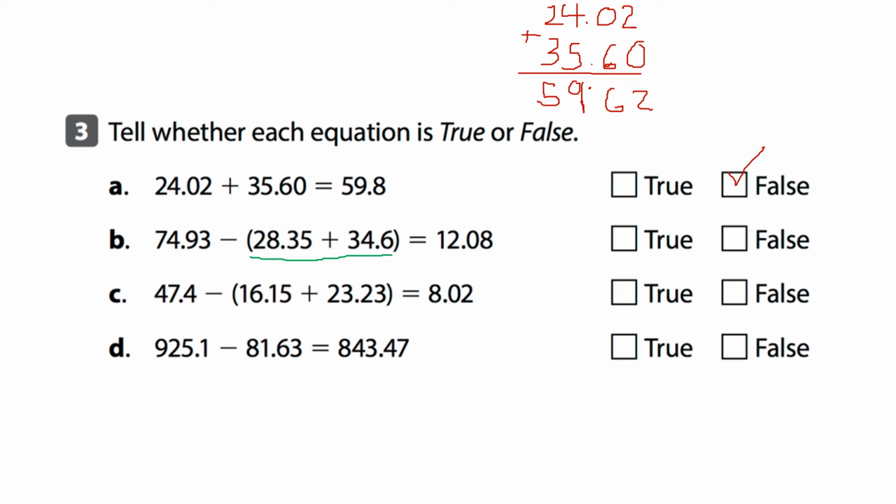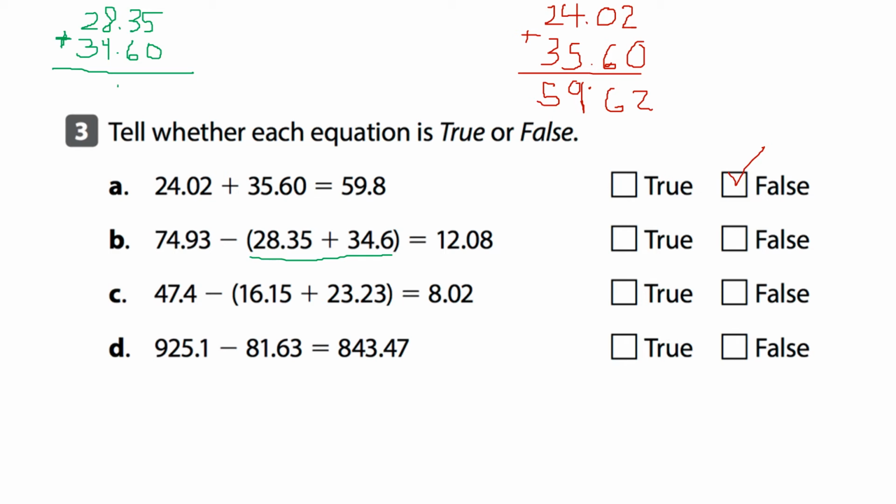So for B, I'm going to add what's in my parentheses. So I have 28 and 35 hundredths plus 34 and 6 tenths. And if you want, you can add a placeholder here because it does not change the value and it might be easier visually for you to add. Okay, and a reminder that we're adding, so we drop the decimal down before we start adding.